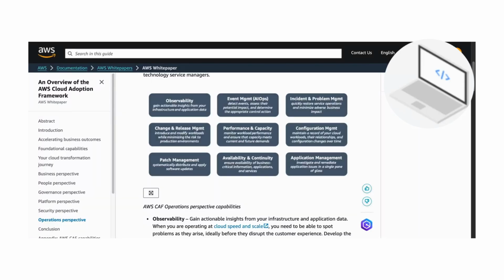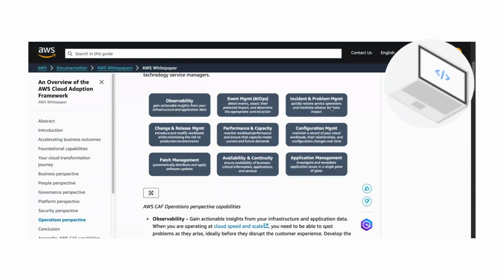Second, event management. It refers to the detection and assessment of events within your cloud environment. The ability to filter out noise and focus on high priority events is essential for maintaining operational efficiency. Leveraging machine learning can automate event correlation, anomaly detection, and root cause analysis. Integrating event management with cloud services and third party tools, including incident management systems, helps automate responses, reducing the potential for human error.